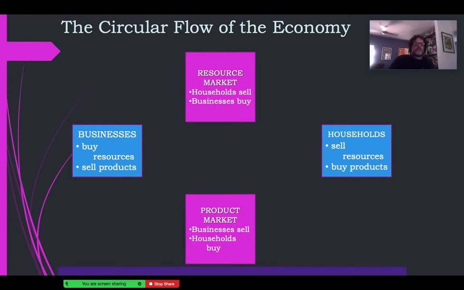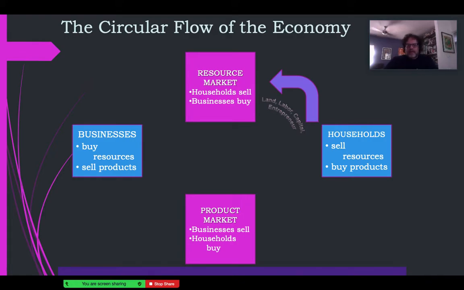It doesn't matter where you start, it is a circle, right? Circles are all continuous, but we're going to start with households in the resource market. Another word for the resource market is the factor market, right? And we've heard the word factor before: factors of production. In the resource market, households sell the factors of production. They sell their land, labor, capital, and entrepreneurship to businesses.